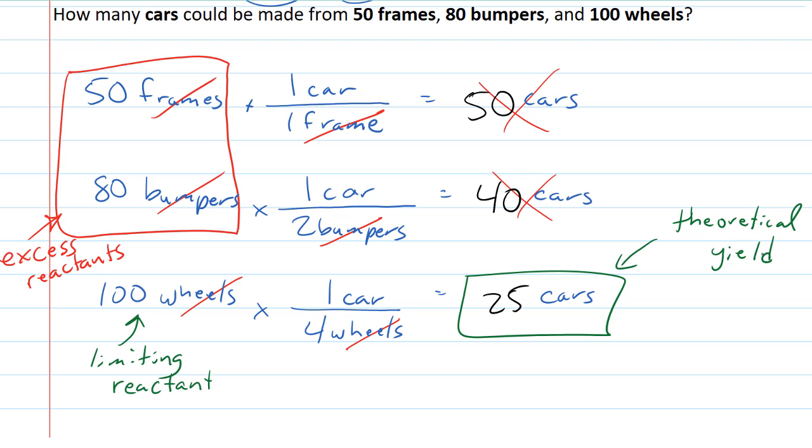Okay, so again, when you look at a process, the limiting reactant is the one that gets entirely consumed. It's the one that produces or yields the most product that we can make. And the excess reactants are the things that are left over at the end. So any questions with this?